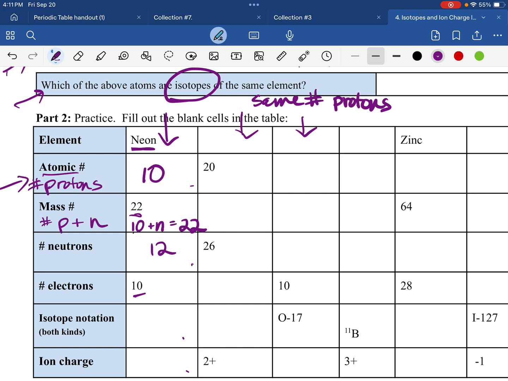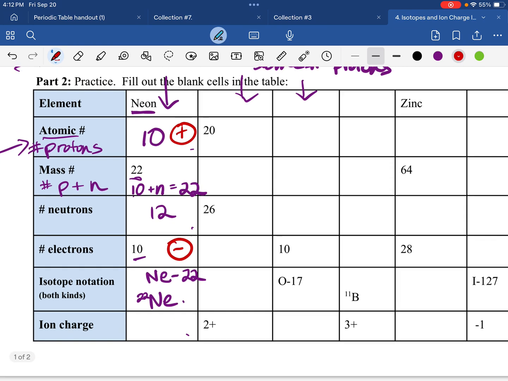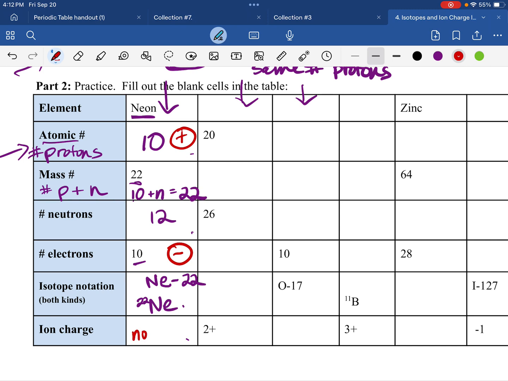So then the isotope notation, we're going to take the symbol Ne. We're going to write it in 2 different ways. We're going to write it like we wrote it above, where we write the mass number in the upper left corner, and then the other way to write it is to put a dash and then the mass number right here. And now we're going to figure out if this has a charge. So here we have 10 protons, so 10 positive charges, and 10 negative charges. Aha, that's equal. Those are equal positive and negative charges, so this is going to be no charge.